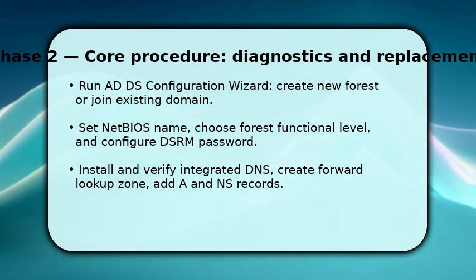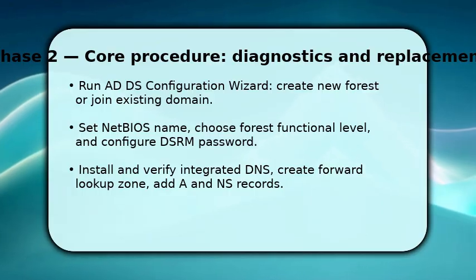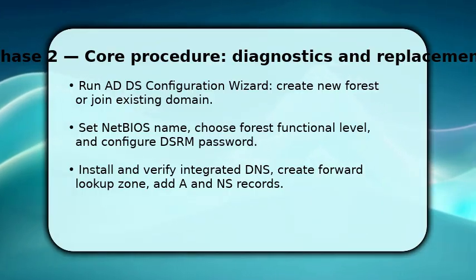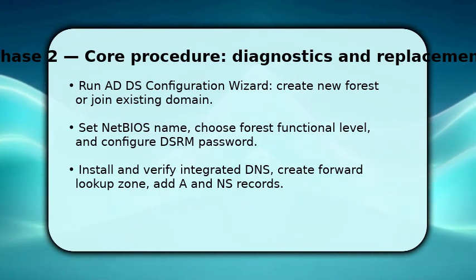Create a forward lookup zone matching your domain, add A and NS records for the controller, and ensure replication settings are correct if multiple DCs exist. You finish by creating organizational units, baseline group policies, and accounts. Organize now to avoid sprawl.